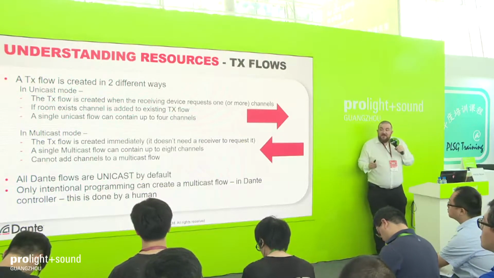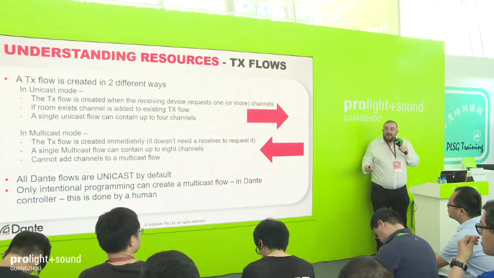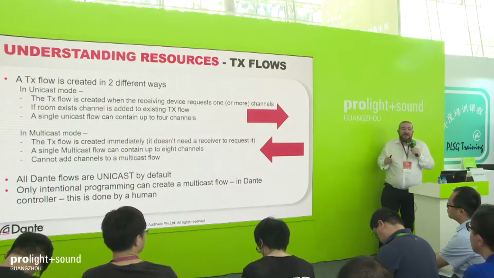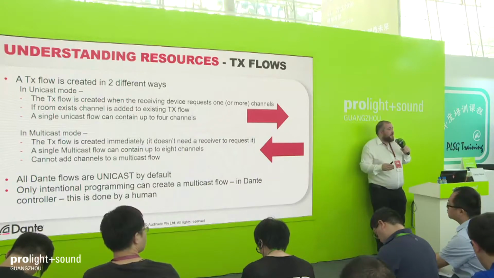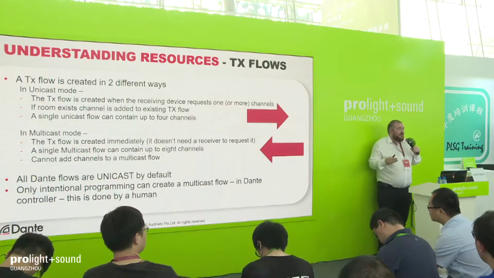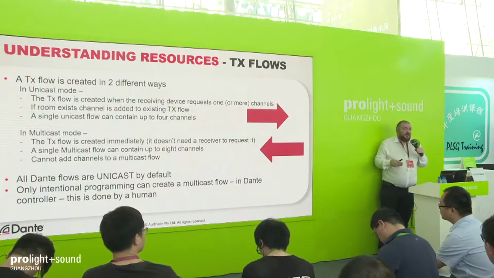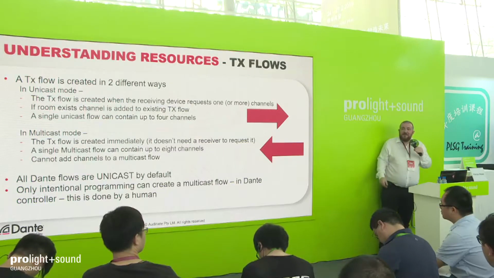All Dante channels are unicast by default. As we've seen, if you have a network that does not have IGMP snooping enabled on it, that traffic will go everywhere. So it is more polite from our point of view to create unicast all the time, and for it to be a deliberate decision on the part of the user to use multicast.